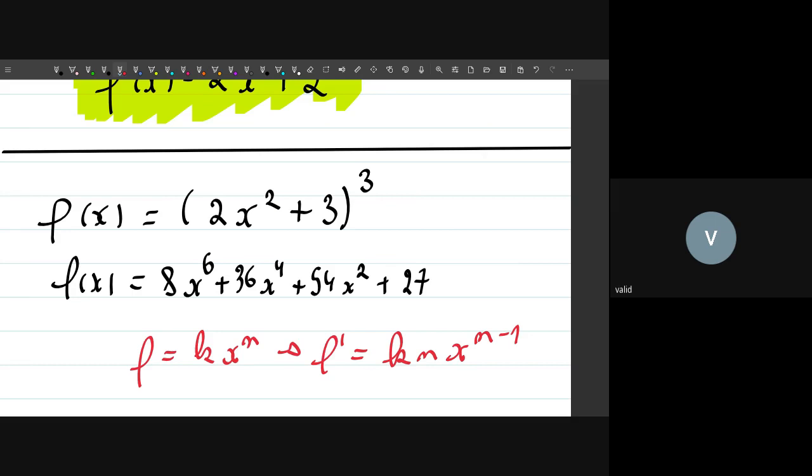So the answer for 8x to the power of 6, the derivative of that is 48 times x to the power of 5. The first term is this, okay? So when you finish it, you can take a photo and send it to me, okay?